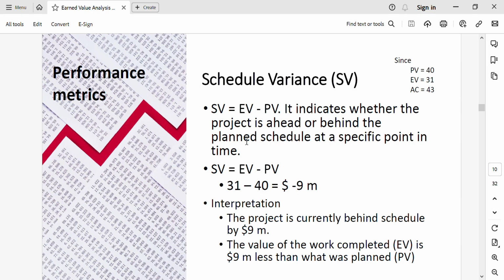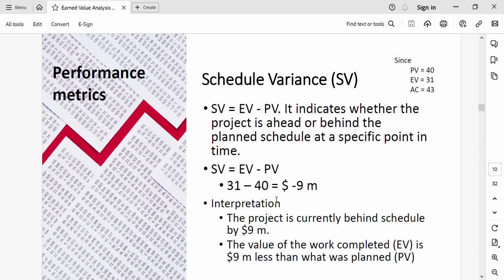So in our case, schedule variance is 31 minus 40, so that comes to minus $9 million. So this is negative. Remember, if schedule variance is positive, it means you are ahead of schedule. If schedule variance is negative, you are behind schedule. If it's zero, it means you are exactly on schedule.